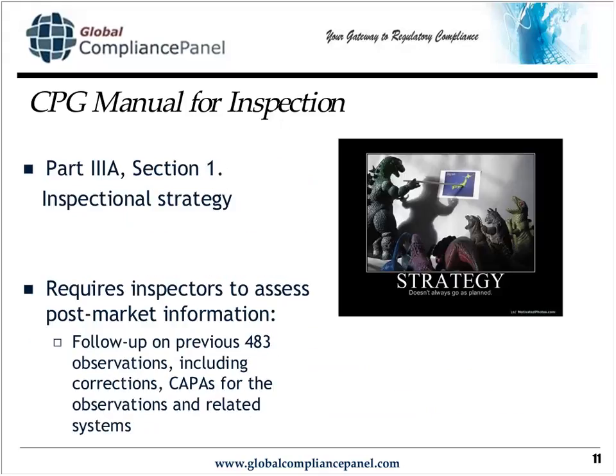The CPG manual in Part 3A, Section 1, inspection strategy, requires the inspectors to look at post-market information. So when they come to visit your firm, they're going to look at previous observations, and as previously, they're going to look at corrections and corrective actions for the observations that they cited you for. So, which is to say, anytime you document a response to a 483, make sure that you don't just implement corrective action, but you assure effectiveness of that corrective action.